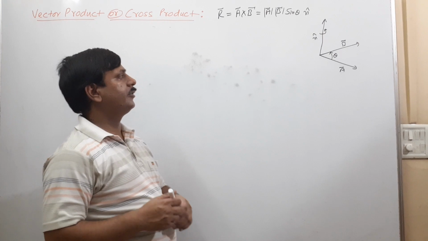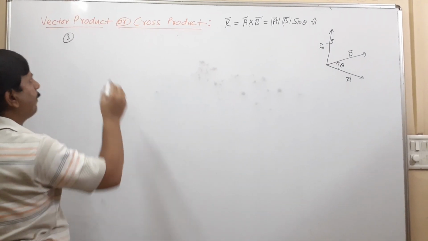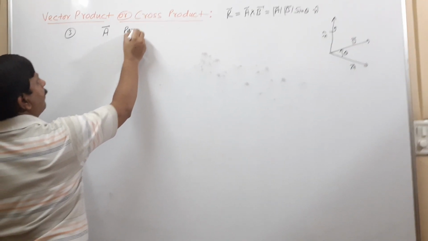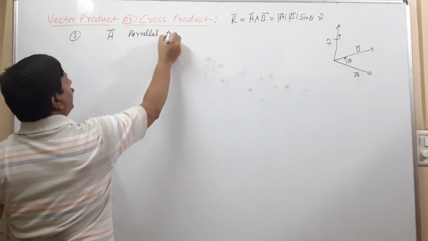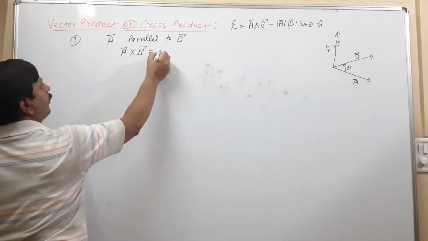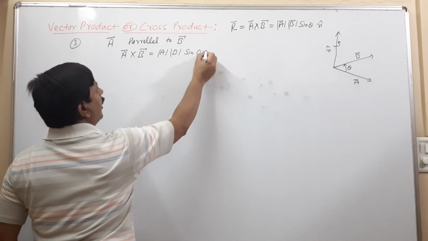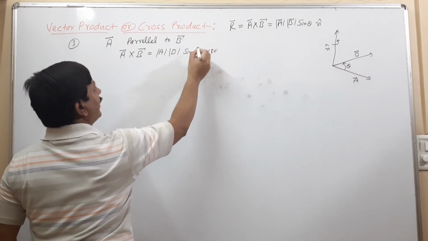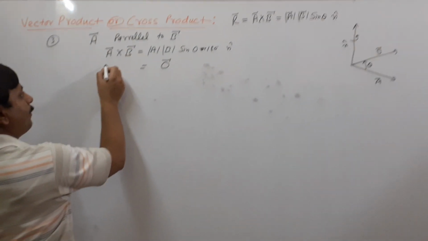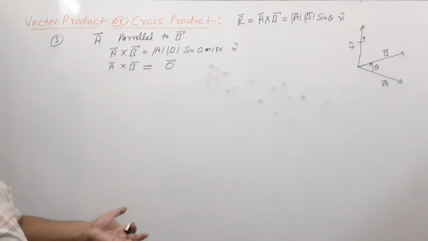See, we will look at some more characteristics. The third characteristic: if A and B are parallel, if two vectors are parallel, A parallel to vector B, then what happens? A cross B is equal to A B sine 0 or 180. If they are parallel, n cap... that is a null vector. If two vectors are parallel to each other, then the cross product will be a null vector.